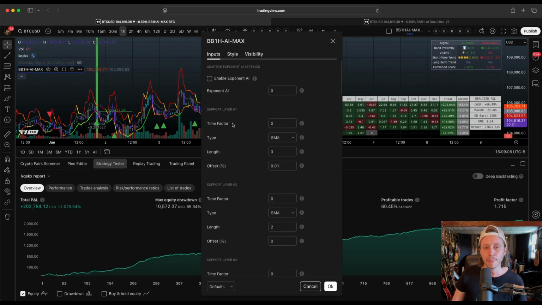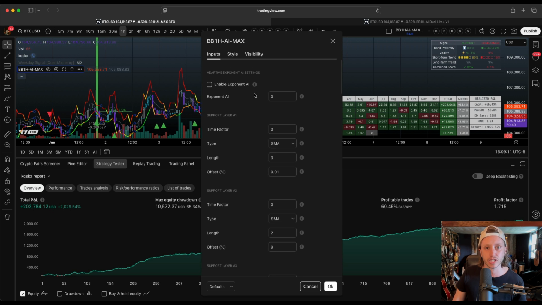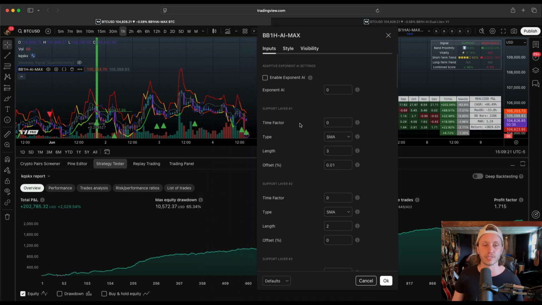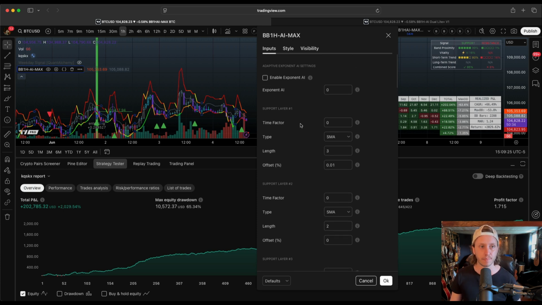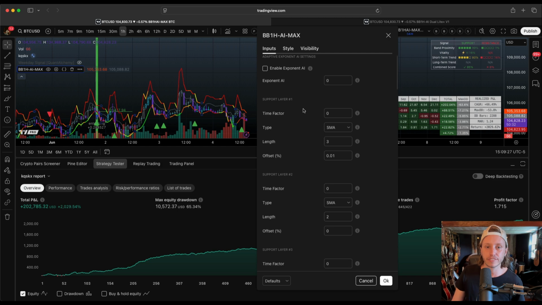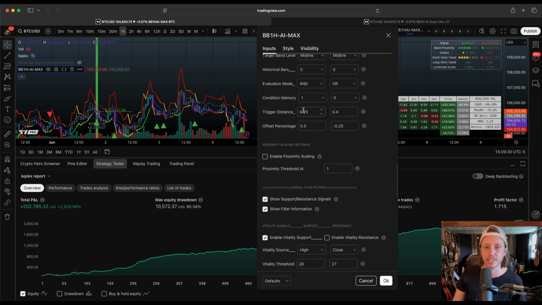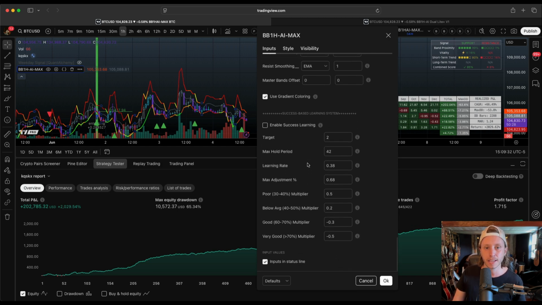Okay, let's keep going. So you got the max version that has the same kind of idea as the max of the BB30. It does not have the reliability AI section. I actually found on the 1 hour that section did not help too much. So that section was actually better on lower time frames. So I left it off of this indicator, and I actually have a different section down here at the bottom called the success-based learning system.